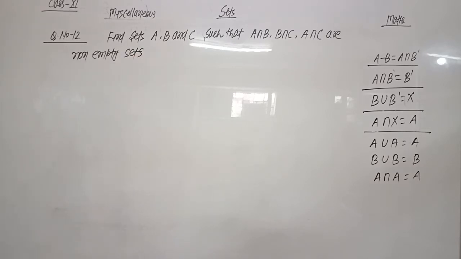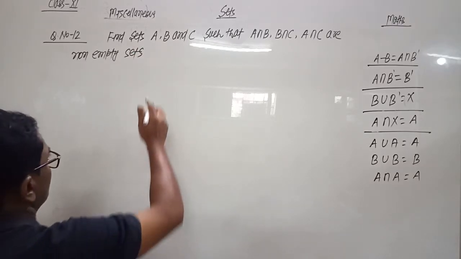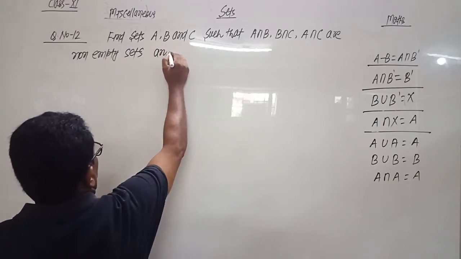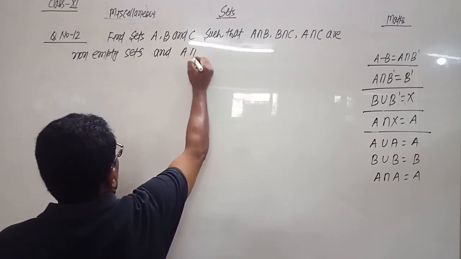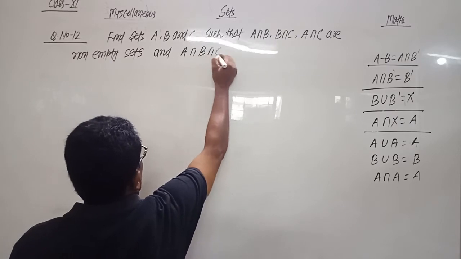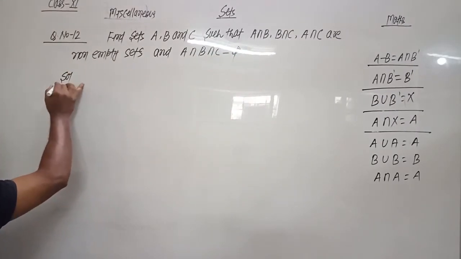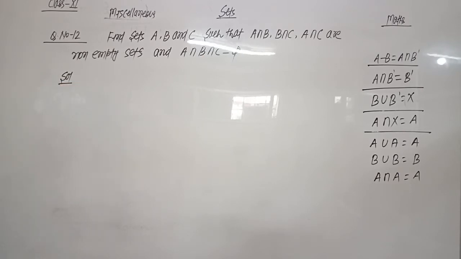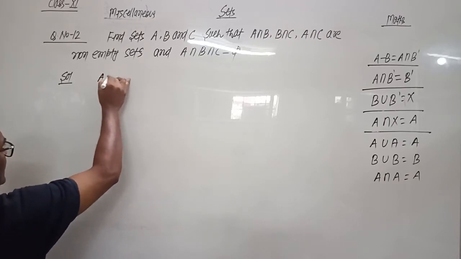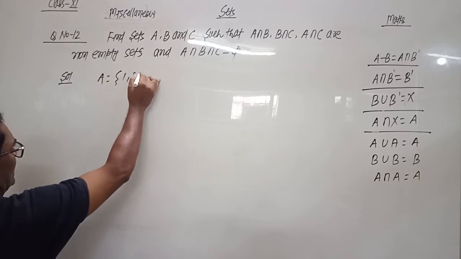But A intersection B intersection C equals 5. So we have to find the three sets in which A intersection B, B intersection C and A intersection C are non-empty sets and A intersection B intersection C is empty. So let us suppose set A equals 1, 2.